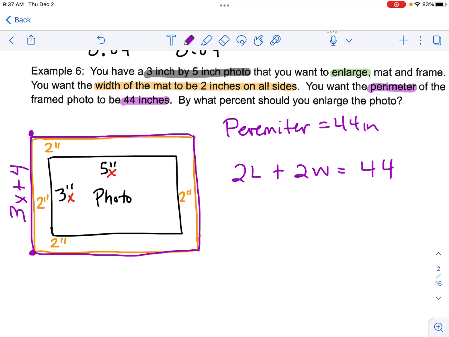And then for the width, it starts here and ends here. Again, we've added 2 on each side with the mat, so we've added a total of 4, 2 plus 2 is 4, to this dimension, whatever it is. So this is going to be 5x plus 4. So we need 2 of these and 2 of these.